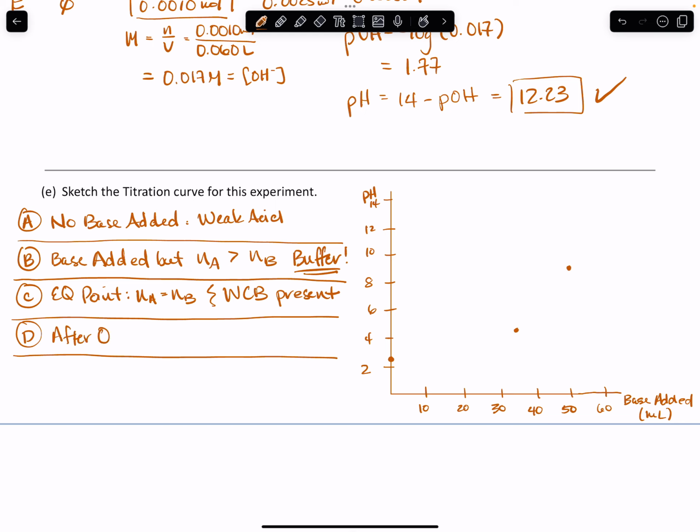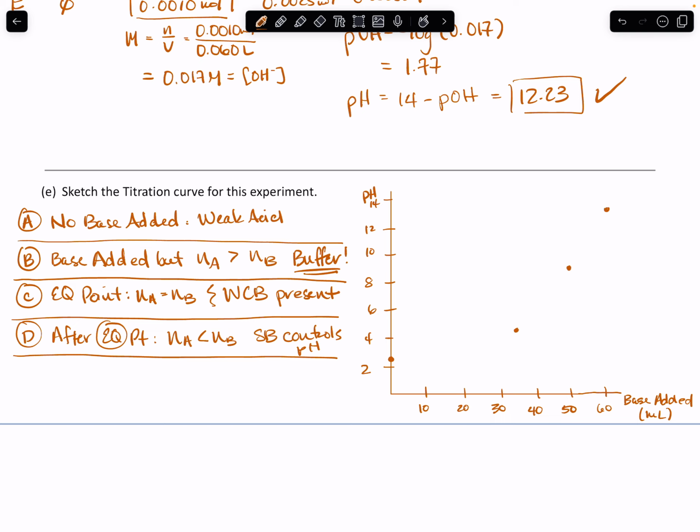And then D, this is going to be after the equivalence point. Oh, wait a minute, let me fix that. At this point, the moles of acid are less than the moles of base. So strong base controls pH. We saw that at 60, we were all the way up at 12.23. So 12.23 here.